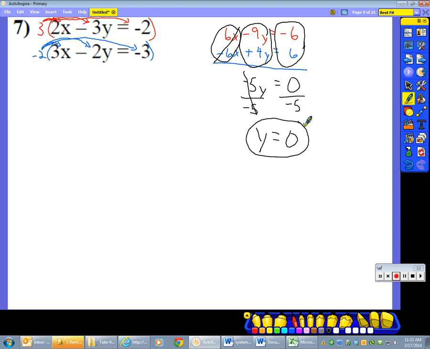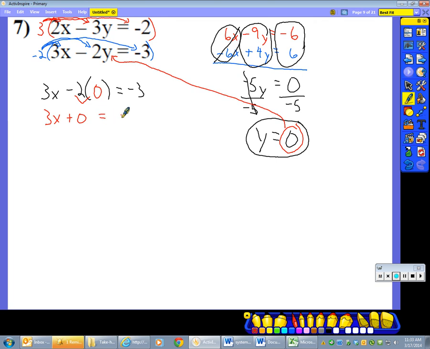So y equals 0. So now what I'm going to do, and I'll do this in red, is I'm going to take y equals 0 and I'm going to plug it in for any equation, it doesn't matter, and I'm going to see what x equals. So whenever I do that, I'm going to use the second equation. So 3x minus 2 parentheses equals negative 3. Inside the parentheses, I'm going to put a 0 because that's what y equals. So I'm left with 3x, a negative 2 times 0 equals 0, so plus nothing equals negative 3.